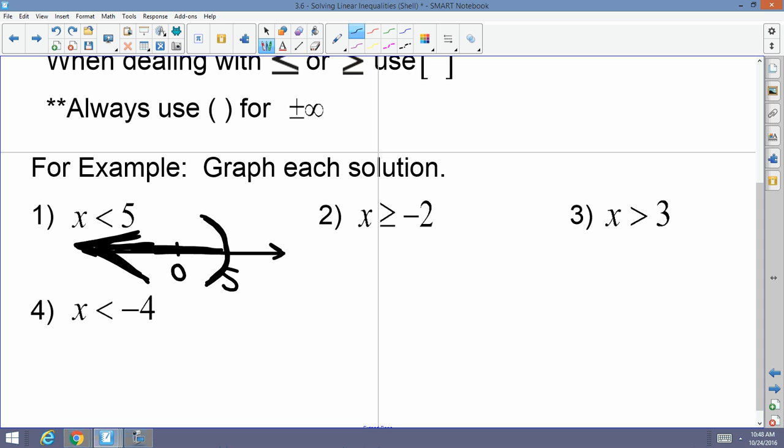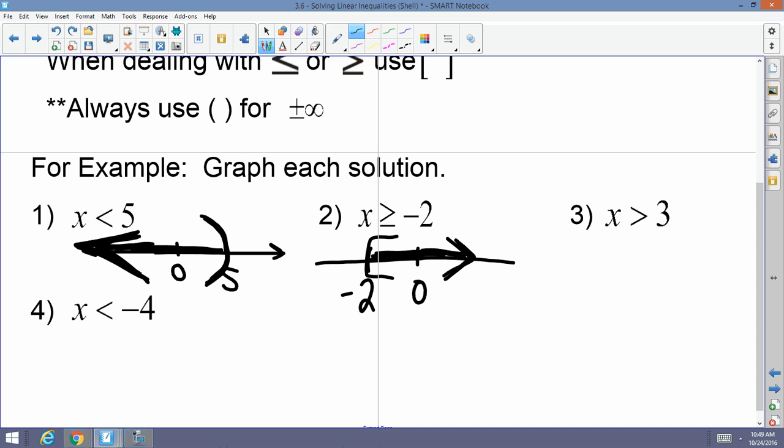Thank you, my brothers. Here, x is greater than or equal to negative 2. Here's my 0. Here's my negative 2. Greater than or equal to this time, so we're talking about a bracket. And then we're going to shade to the right.